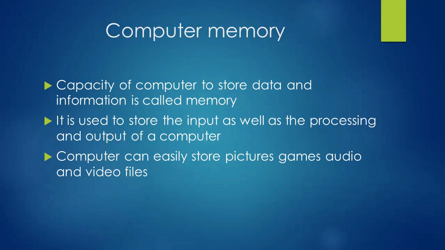Also, at the time of processing, all the data and information and instructions are stored into computer memory, and the output of the computer is also stored in computer memory. So we can say it is used to store the input as well as processing and output of a computer. Computer can easily store pictures, games, audio, video, any document. So computer memory is used to store all the data that are given into computer.